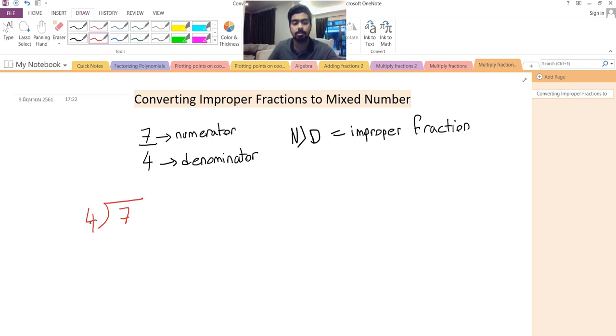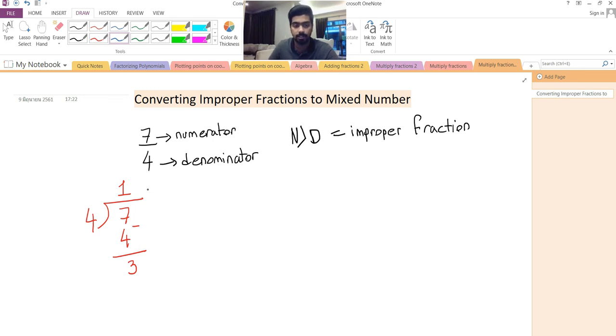Now, how many times does 4 go into 7? 4 times 1 is 4, 4 times 2 is 8. 8 is more than 7, so we cannot do that, so we keep it at 1. So 4 multiplied by 1 gives us 4. And then we subtract, which gives us 3.